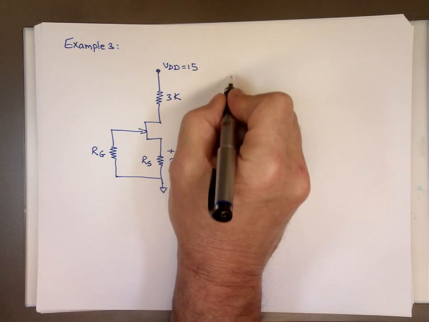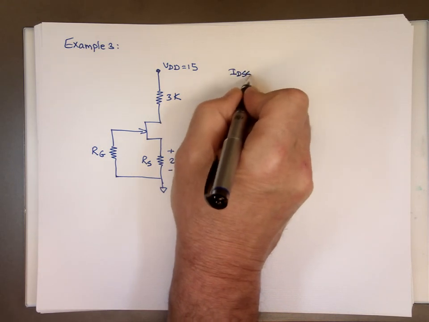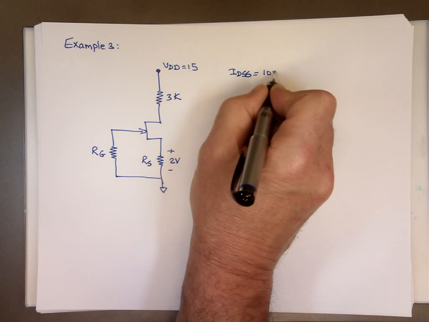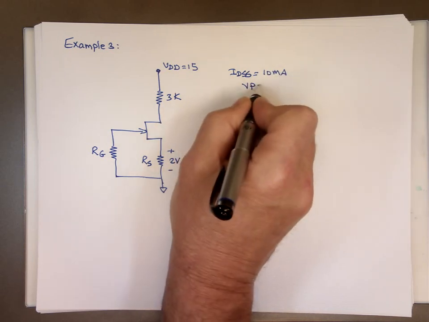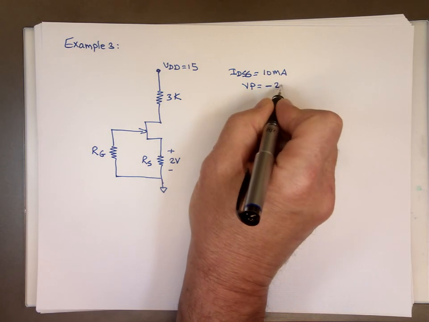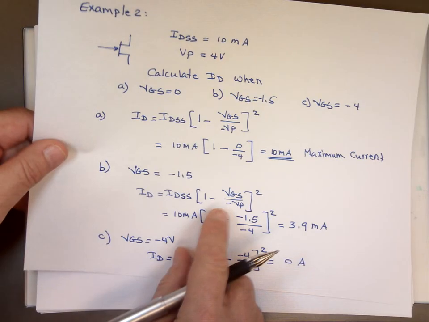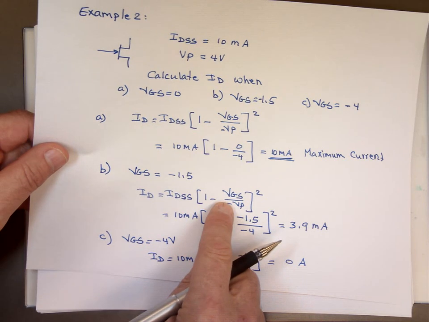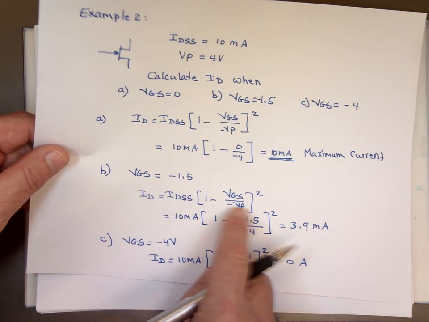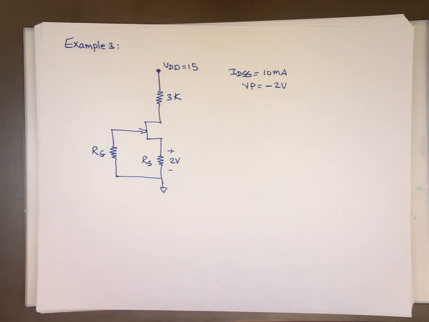Here we go. I sub DSS is given to us to be 10 milliamp. And VP, I'm going to give it to you as a negative here, negative 2 volts. So now when I go back to the equation for the current, I'm not going to put a negative here, I just want that to be plus. So it's not going to be negative, negative. It's going to be negative 2 for negative VP. Some people give you VP as positive, others give you VP as negative. So now let's calculate that.